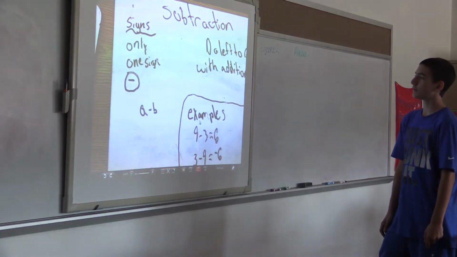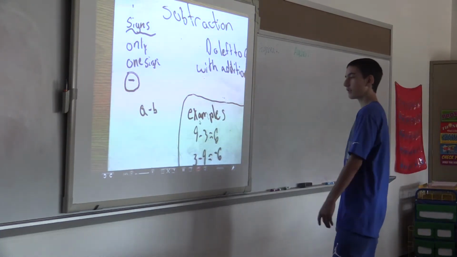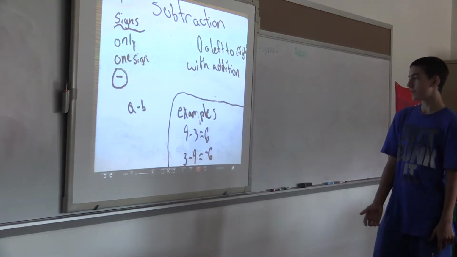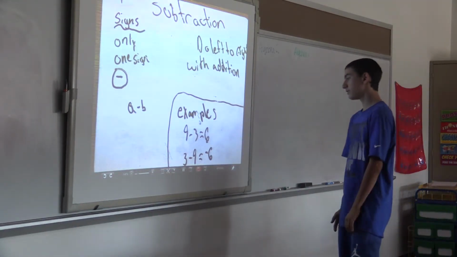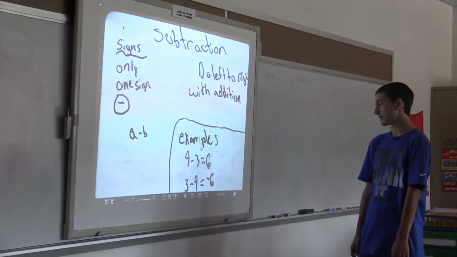Subtraction signs, only one sign, the regular subtraction sign. A minus B. Do left to right with addition. Examples: 9 minus 3 equals 6, 3 minus 9 equals negative 6.